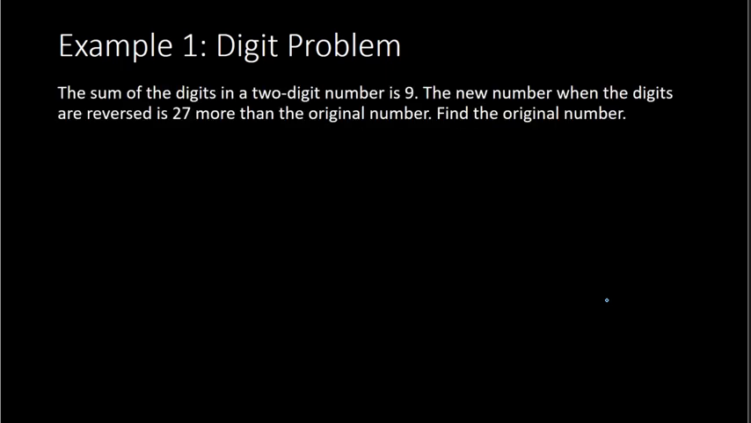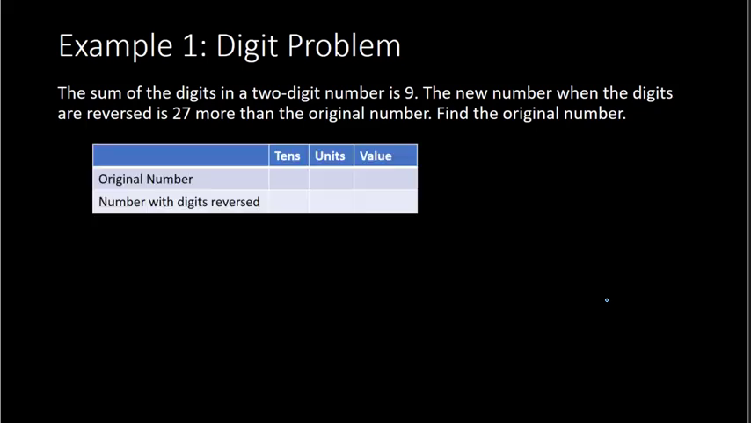We have here that the sum of the digits in a 2-digit number is 9. The new number, when the digits are reversed, is 27 more than the original number. Find the original number. It's going to be very helpful if you create yourself a table for these types of problems, where in the rows we have the original number and the number with the digits reversed.